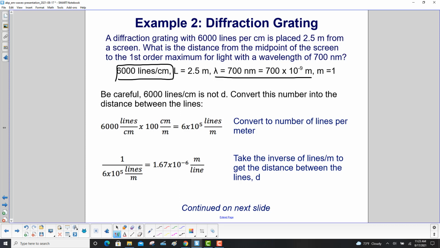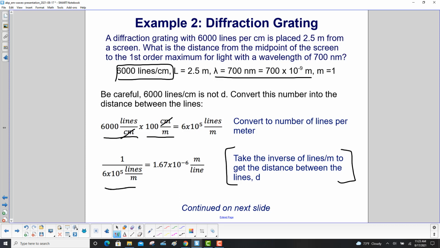6,000 lines per centimeter is not d, which is needed in our equation. We need to convert this number into the distance between the lines. So a little unit conversion: 6,000 lines per centimeter times 100 centimeters per meter. There go the centimeters. So that's going to be 6 times 10 to the 5th lines per meter, but we still need a distance between the lines. So you take the inverse of that.